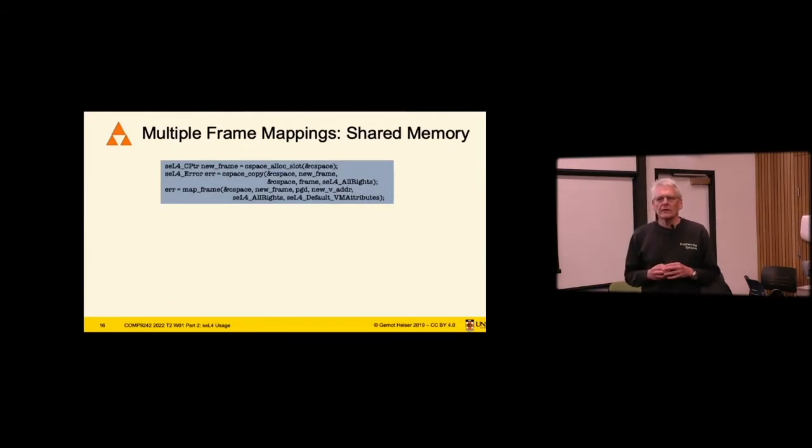Shared memory means that you have multiple virtual address space mappings, multiple virtual pages mapping to the same physical frame, right? And that's how you can share memory either inside an address space or between address spaces. And in seL4, one thing you need to understand is a frame capability can only be mapped once. So if you want to share a frame between different virtual address mappings, then you need to have different capabilities to the same frame in order to do that.